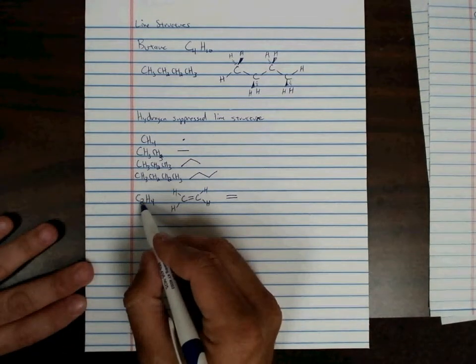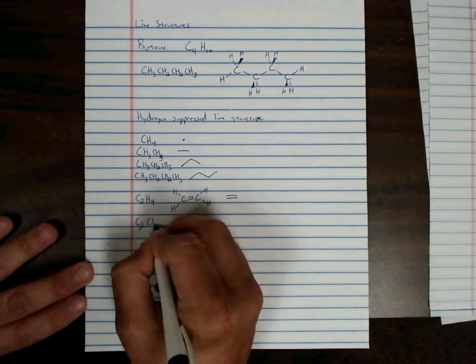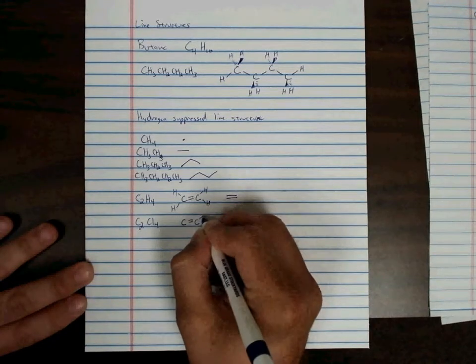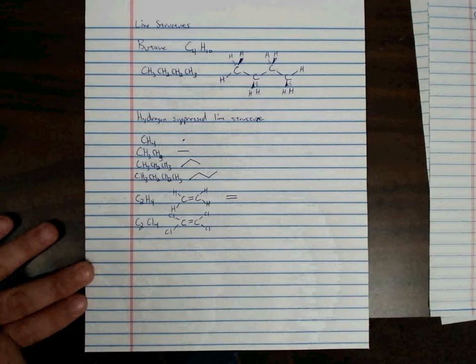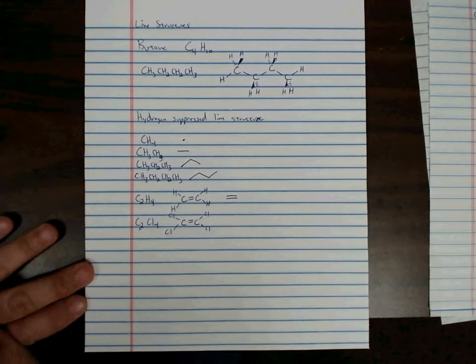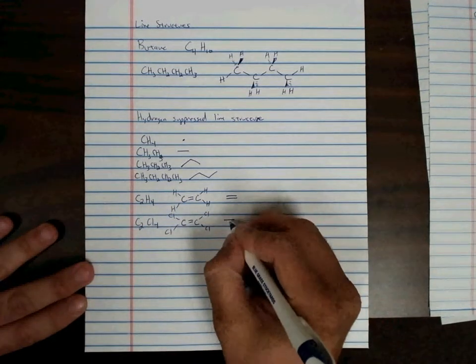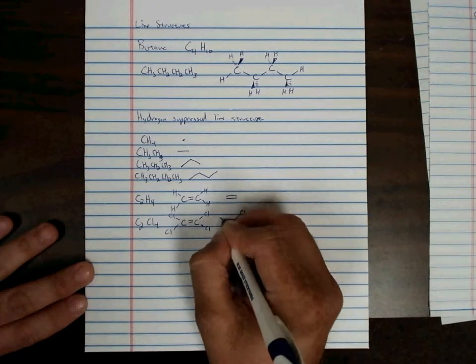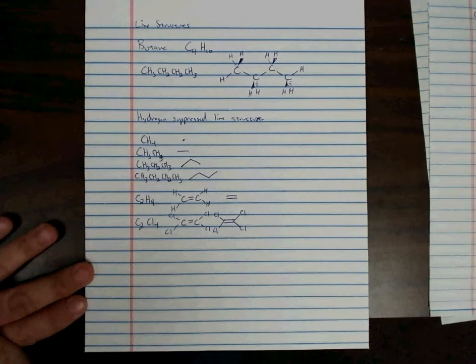If I go from C2H4 to C2Cl4, I still have a double bond present, but now I have chlorines at the end of that carbon-carbon double bond. Unlike C2H4, when I draw the hydrogen suppressed line structure, I need to indicate the halogens. So I will draw those in like that.